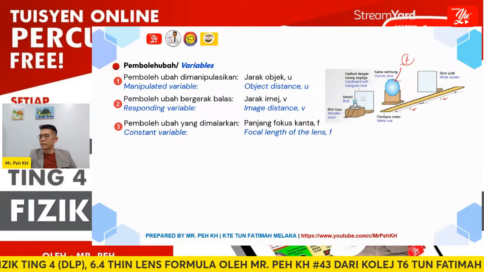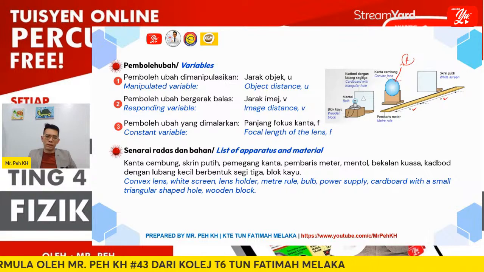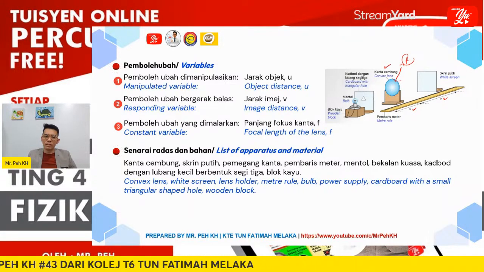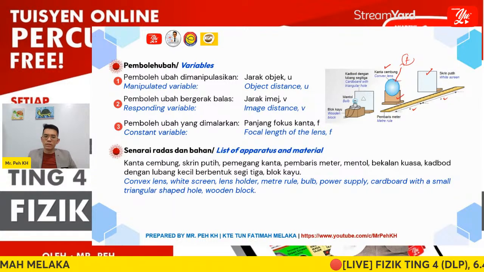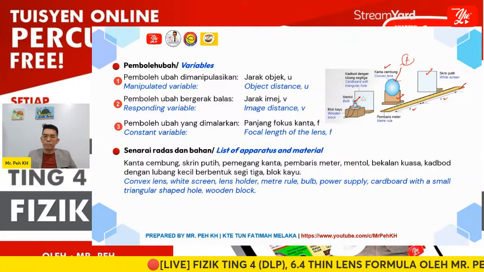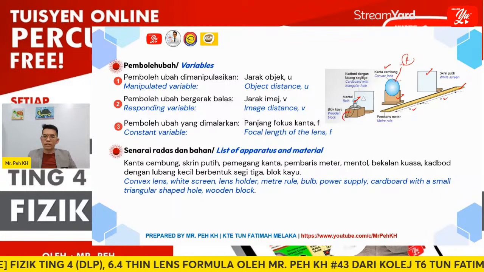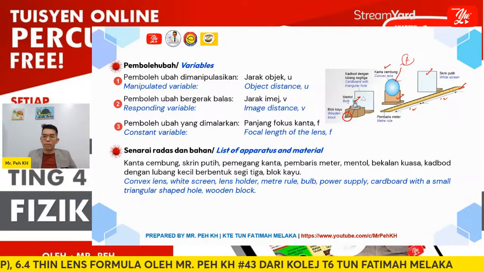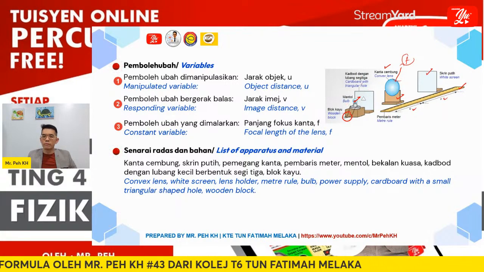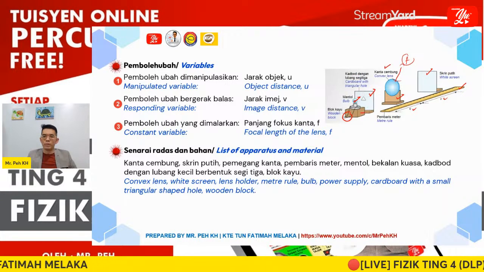Okay, then the next here will be the apparatus listed. So this one will be the convex lens. You can see it here. White screen will be here. Lens holder will be this. Meter rule. Bulb. Power supply, so it will be connected to the bulb. Okay, and then cardboard with the small triangular shaped hole will be this. Okay, and then the wooden block will be this.